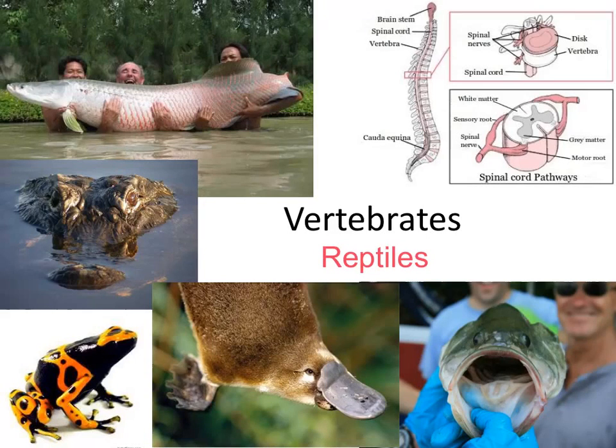Here we go with a set of notes on reptiles. This one is kind of similar to the amphibians. We'll talk about the defining characteristics of reptiles, discuss some of the different types, and then look a little more in depth at some of their organ systems and how they compare to the amphibians.